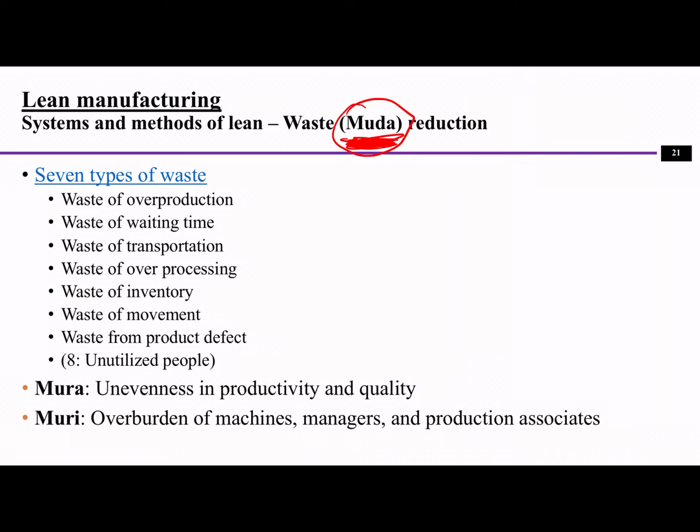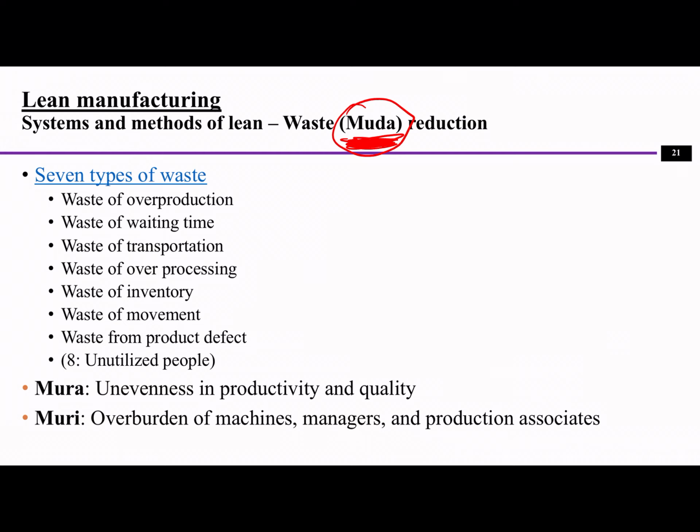And the last one is unutilized people. Like when we were talking about cost modeling, you have to pay them, and if the people are not utilized, they do not have any work to do. They just sit there doing nothing. Then that's not well used. You end up paying more, and so that's also a type of waste.